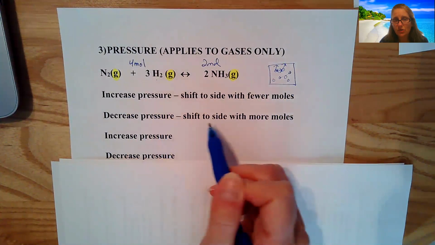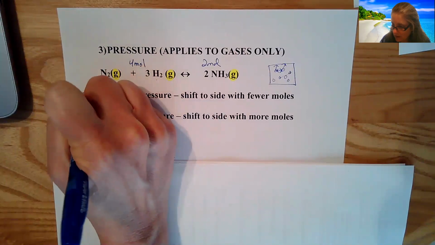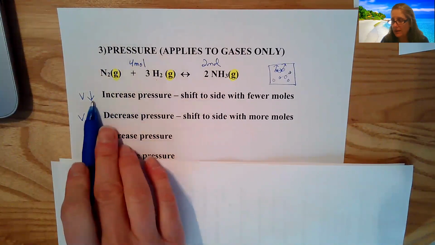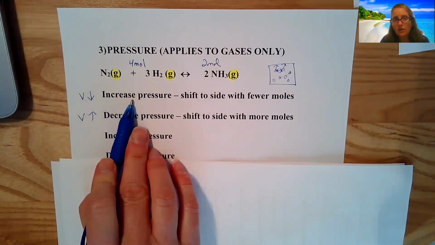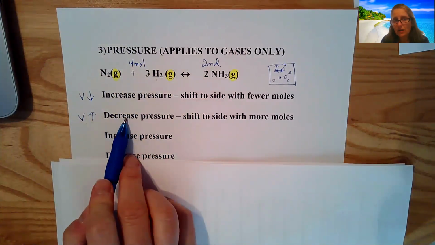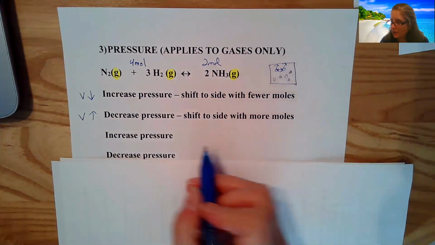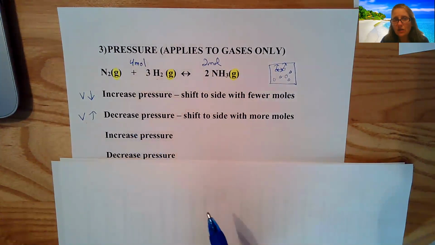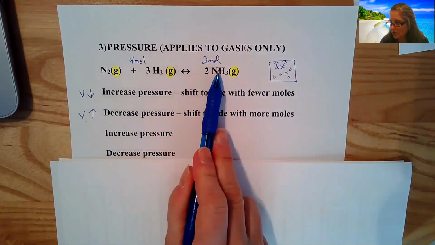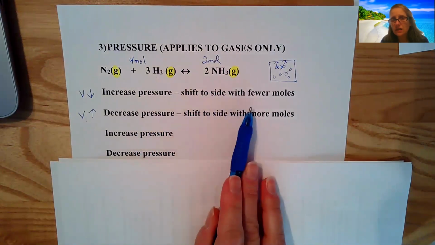If I decrease the pressure, generally that means I am increasing the volume. You might have seen that in the collision game, you can increase the pressure just by changing the volume that it's in. If I increase the volume, I am decreasing the pressure because the gas particles have more places to go. I will then shift to the side with more moles if I decrease pressure in an equilibrium situation. So if I look at this particular situation, 4 moles versus 2 moles, if I increase the pressure, I'm going to shift to the side with fewer moles.